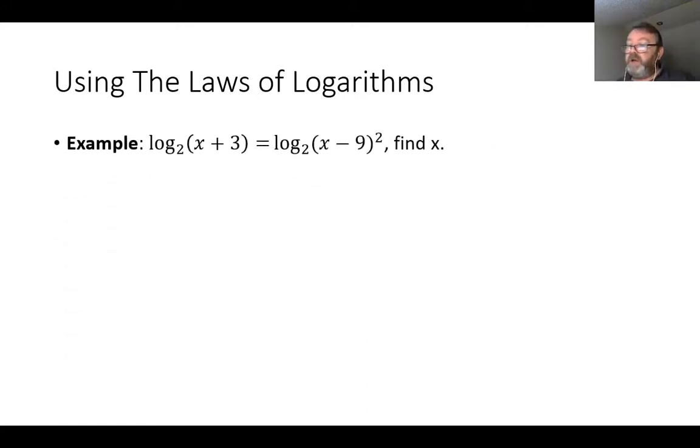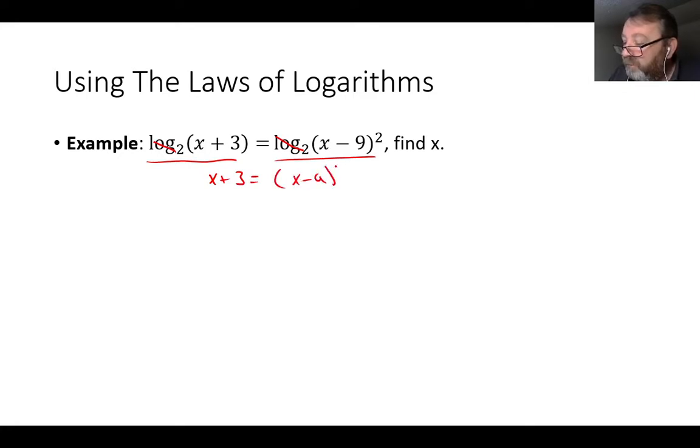Next one. Log to the base 2 of (x plus 3) equals log to the base 2 of (x minus 9) to be squared. Now, first of all, single log, single log. So once you have a single log on both sides, you can then check and see, is the base of the log the same? And in this case, yes: on the left-hand side, log to the base 2; on the right-hand side, log to the base 2. So what do you do? Cancel them. And what are you left with? Just the algebra. x plus 3 equals (x minus 9) to be squared.